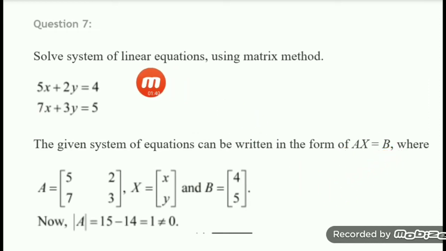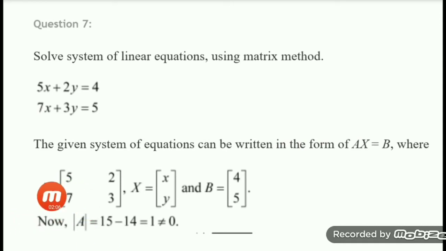Since you have to solve it using the matrix method, it means you have to find the solution of the equation by using the inverse of the matrix. The inverse will exist only when the determinant value is not equal to 0, that is, matrix A is non-singular. So first you have to check the determinant value of the matrix A.